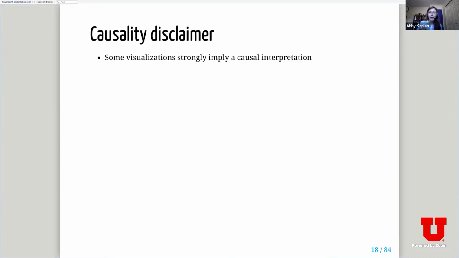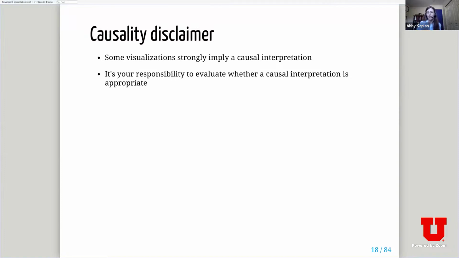Quick disclaimer, some of the visualization options that we're going to present really strongly suggest a causal interpretation, right? That going to tutoring caused you to be more likely to pass, or that having a dog caused you to struggle with passing. And we are not going to talk about whether that is appropriate, right? If you are interested in determining whether you can deduce causality from your model, that's a whole separate topic. Read Judea Pearl, for example.